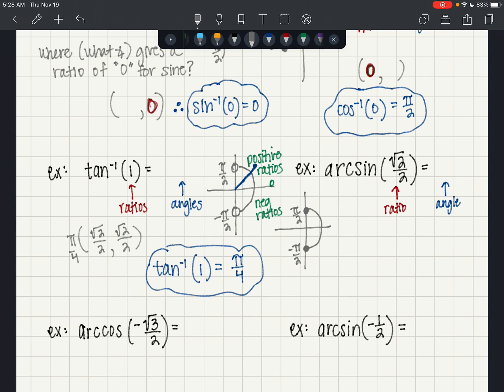So I ask myself, what angle gives me a ratio of square root of 2 over 2 for the sine function? Well, that's going to be a positive y value, because sine is your y value. And that happens at this angle right here, pi over 4. Square root of 2 over 2 happens to be both the x and the y value. Therefore, our angle is pi over 4.